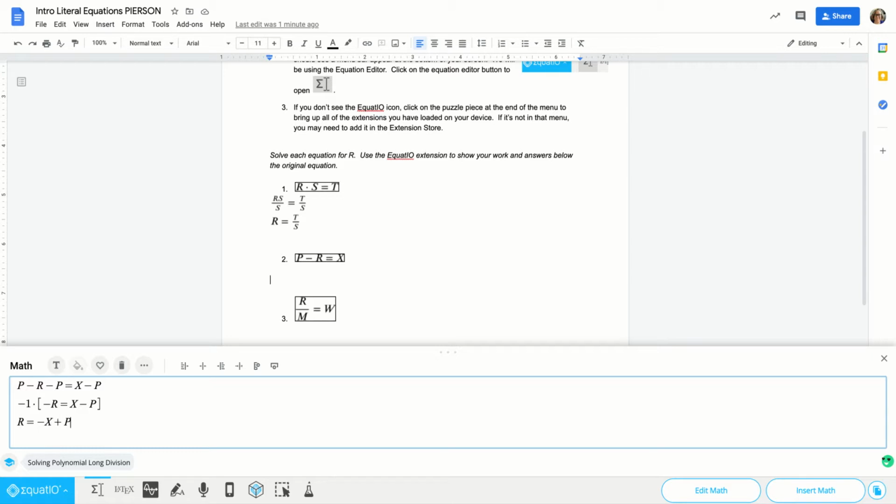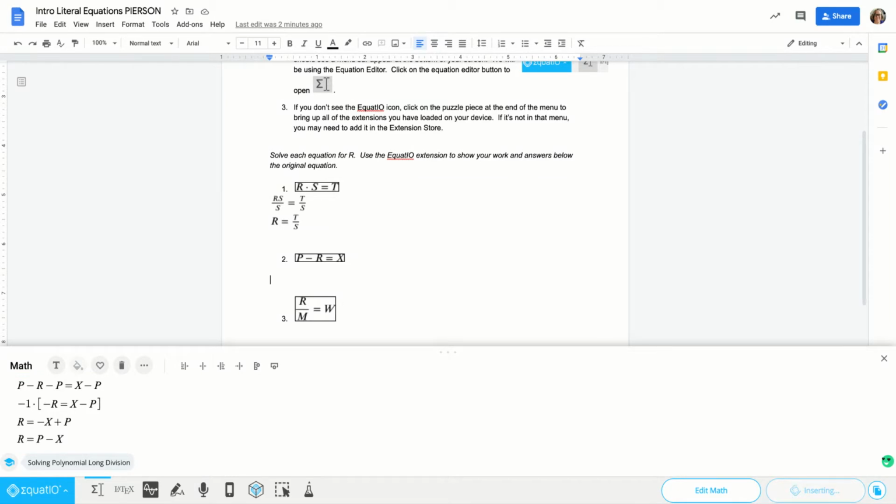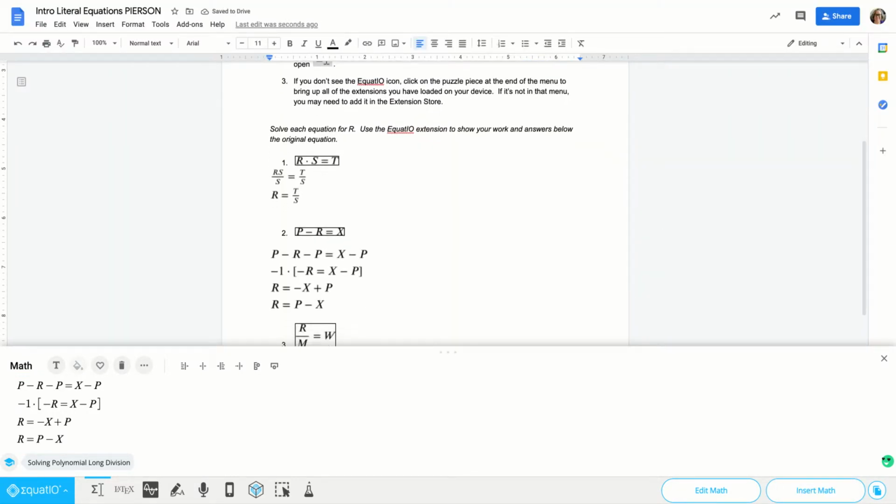And because it's always nicer to look at numbers, I don't like to have the negative sign in front. It would be totally fine if you did that. You can leave it like that. But even better, though, is if you rewrite it as P minus X, which mathematically means the same thing, but you don't have that weird negative sign out front. All right, and now I'm going to hit the insert math button and insert that. Okay, and then we have our answer for that problem.